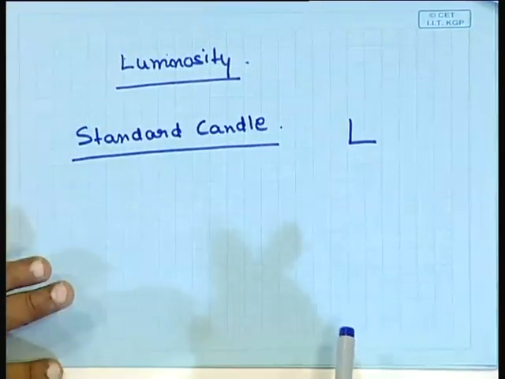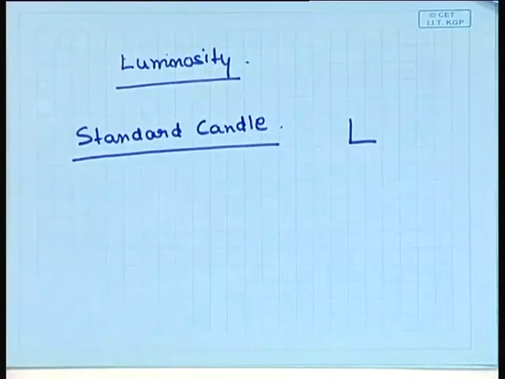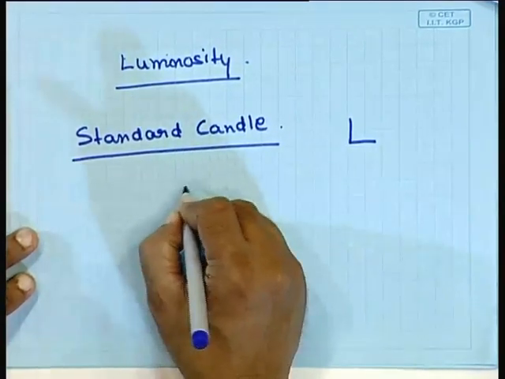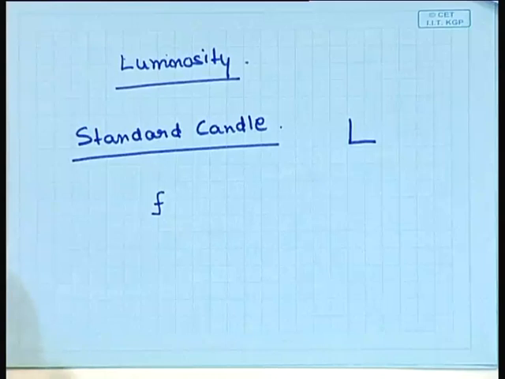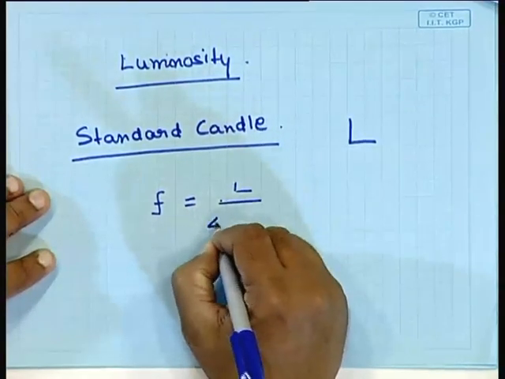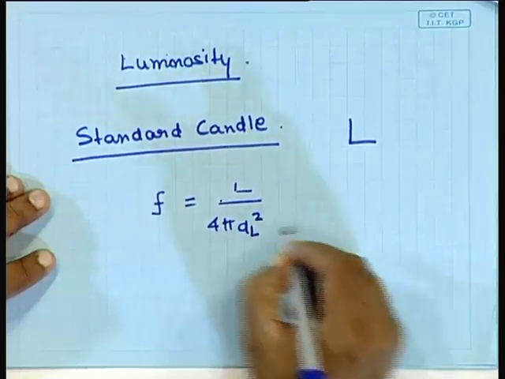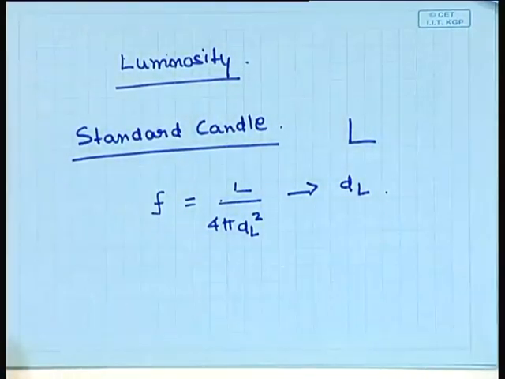A good standard candle is a class of astronomical objects whose luminosity does not vary, at whatever redshift, wherever you see it in the universe. If you have reason to believe that its luminosity does not change with z or position, then you can use it as a standard candle. For a standard candle, you measure the flux f, which could be bolometric or specific, and the flux is the luminosity divided by 4 pi dl squared. So, this gives us dl.